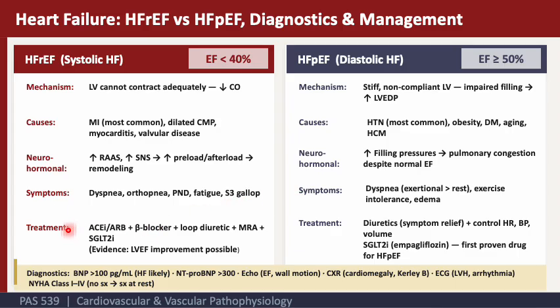Treatment will be a combination, an ACE inhibitor or ARB, which will prevent remodeling. The beta blocker will help regulate their heart rate, because if the heart rate is increased, it may affect cardiac output as well.